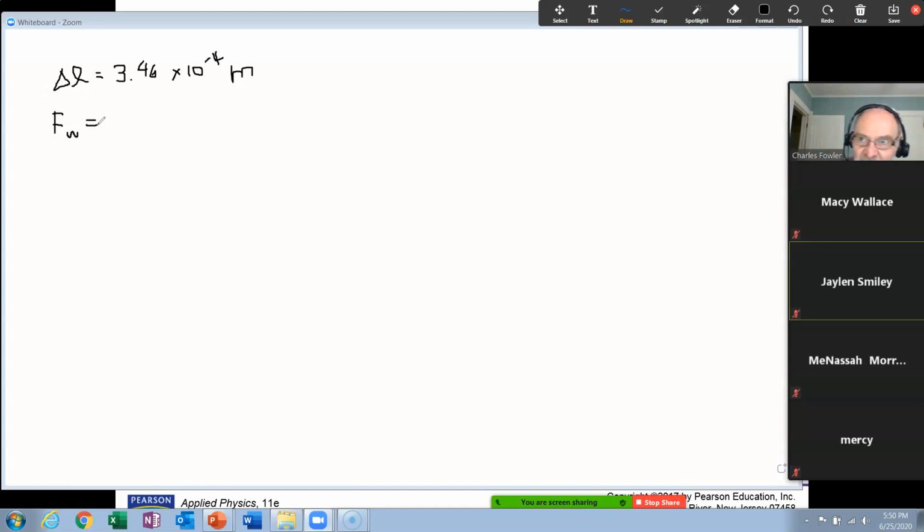Of 6.42, it's a pretty strange looking 6.42 times 10 to the fifth, a huge weight, 10 to the fifth, that's in the 600,000 Newton range. Newton.